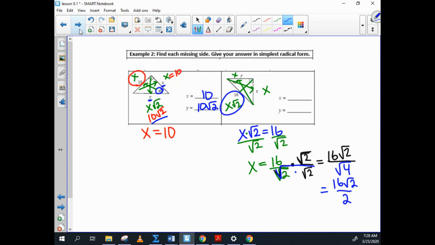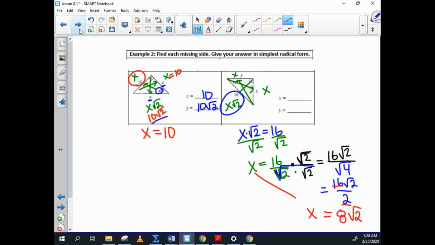And we can clean it up one step farther because now 16 and 2 are both out of the radical. We could go ahead and divide them. 16 divided by 2 is 8 square roots of 2. So that is our x. This x is right down here. So x right there is 8 square roots of 2.